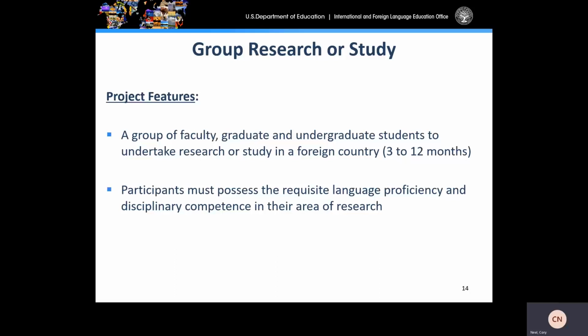Unlike the other 2 short-term project types, participants in a group study project must possess the language proficiency and disciplinary competence in the area of research. A grantee should conduct a language assessment pretest to determine a participant's language proficiency.